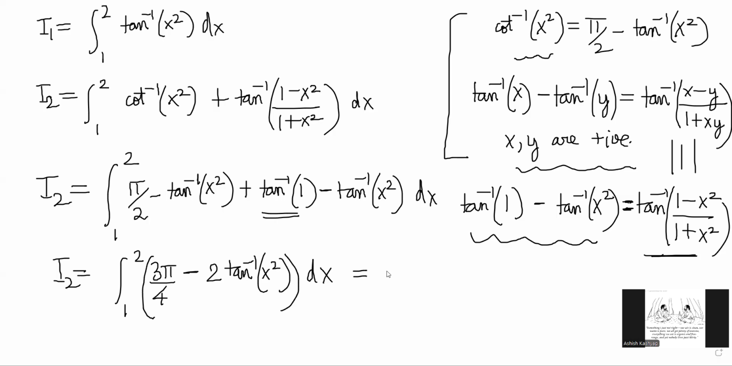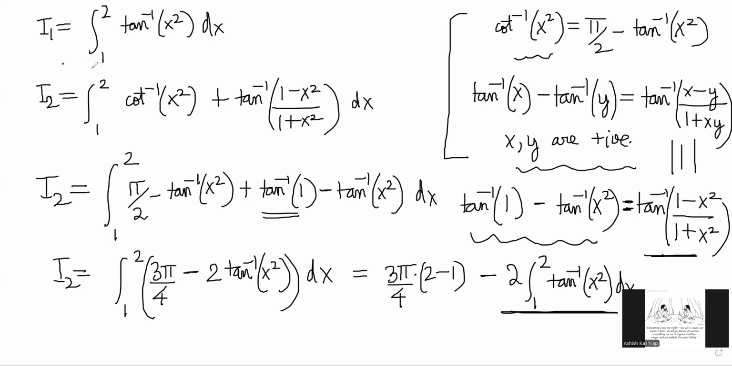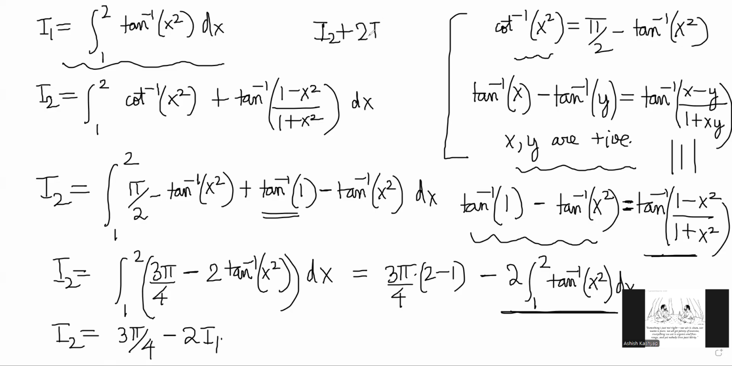So splitting this integral into two parts, this is 3 pi by 4, the integral will be x, and the definite integral from 1 to 2 will be 2 minus 1, which is 1, minus 2 times the integral from 1 to 2 of tan inverse x square dx. And now it is clear that this part is simply I1. So what I get is I2 is equal to 3 pi by 4 minus 2 I1. And therefore, I2 plus 2 I1 is equal to 3 pi by 4, which gives us option B.